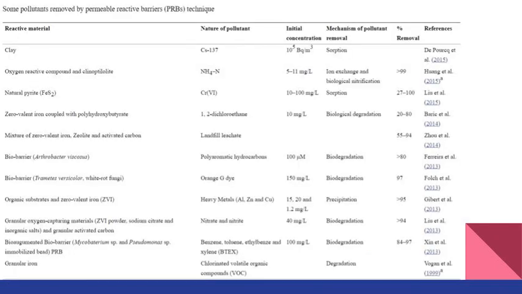The effectiveness of PRBs really depends on their reactive media. As mentioned above, zero-valent iron is a typical reactive media, however, it is not the only option. Looking at this table, clay, organic substrates, microorganisms, and some others can be used as media and are effective at removing a number of pollutants, including nitrites, nitrates, and benzene.